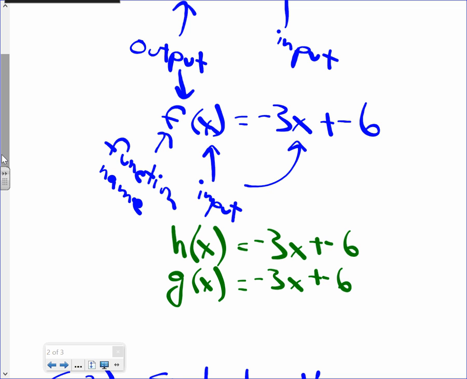A function is kind of like a machine. You put stuff into the machine, it spits out stuff. Remember that one? What was it about?